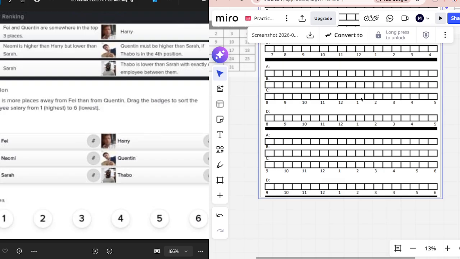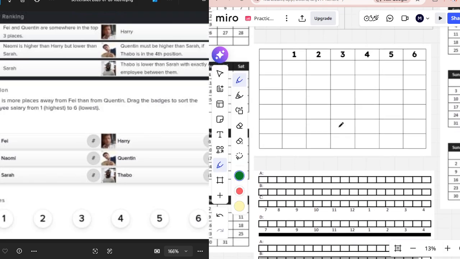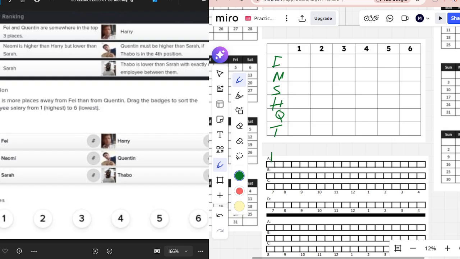So this final question is an arrangement question. So let's go ahead again. Here we have Faye, Naomi, Sarah, Ari, Quintin, Tambu. So let's start. Number 1, Faye and Q are equal to 1 to 3. That means Faye cannot be 4, 5, 6, and Quintin cannot be 4, 5, 6.